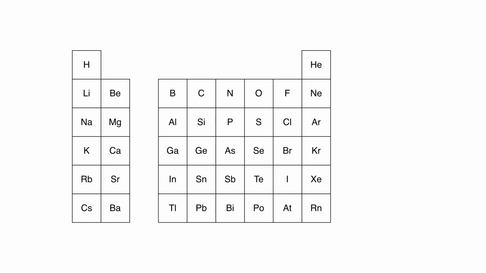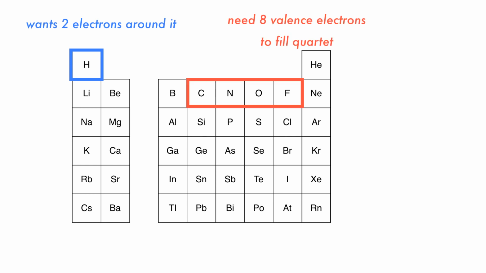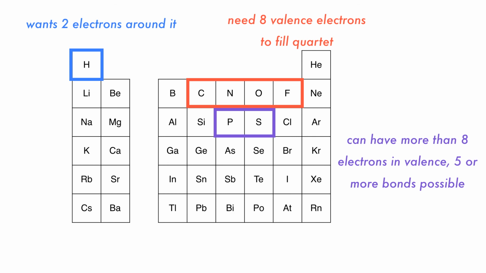Many atoms typically have a preferred or common valency state. Hydrogen, for example, only needs to fill its n equals 1 shell and only wants to have 2 electrons. Carbon, nitrogen, oxygen, and fluorine want to fill their n equals 2 shell which means filling the octet with 8 electrons. Larger atoms, such as phosphorus and sulfur, can have 5 or even 6 bonds, meaning their valence can accommodate more than 8 electrons.